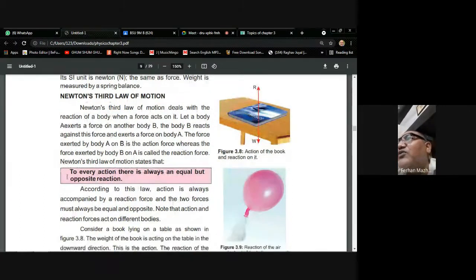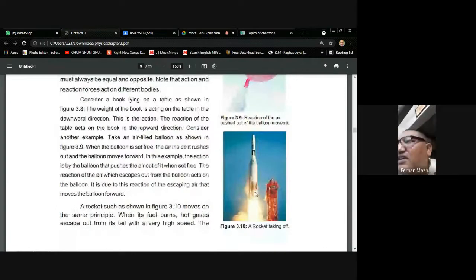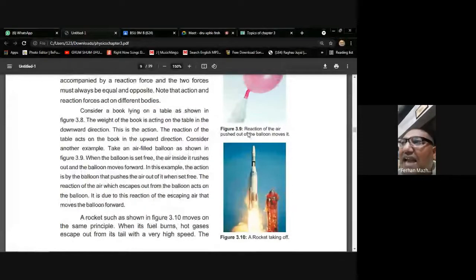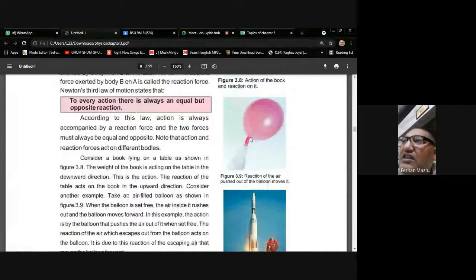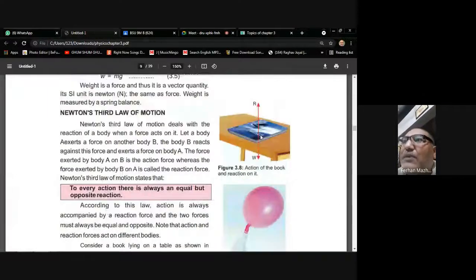For example, you can see here these hot gases. Here the hot gases are coming down, and in the reaction the rocket is going up. Here the gas is coming out, in the reaction the balloon is going forward. Here a book is lying on the table, the weight is acting downward, and the reaction of the table is acting upward. Action and reaction are equal in magnitude but opposite in direction, plus they act on different bodies.